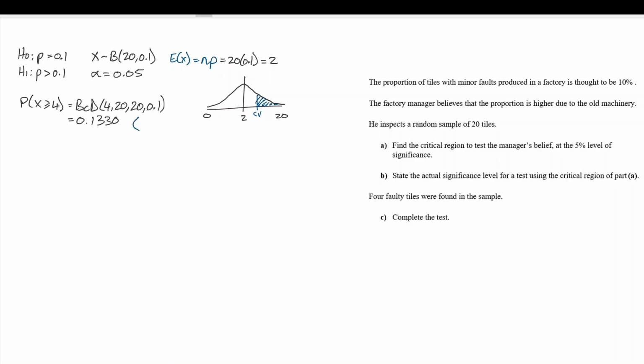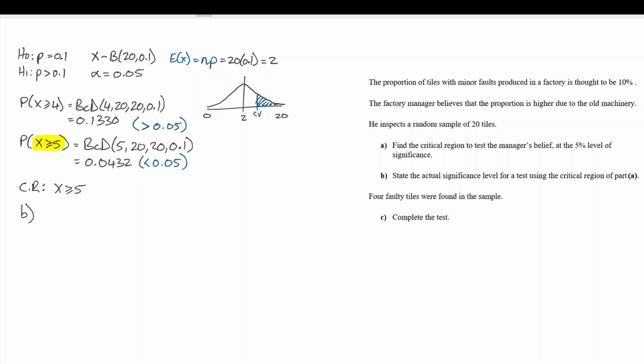That's not going to be our critical region. We'll try the next number along. The probability that x is greater than or equal to 5. So BCD, 5, 20, 5 is our minimum, 20 is our maximum. And this time round, we get 4.3%, 0.0432. This is smaller than 5%. This will do. This will be our critical region. X is greater than or equal to 5.